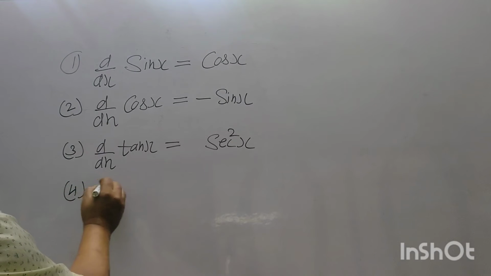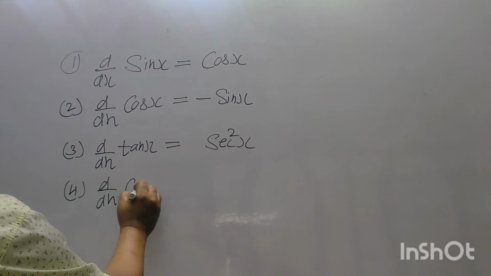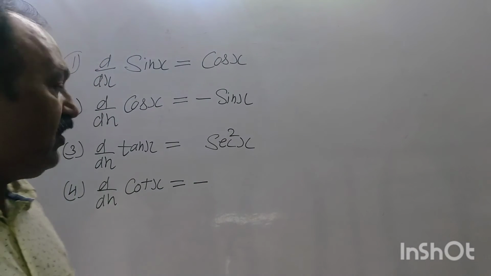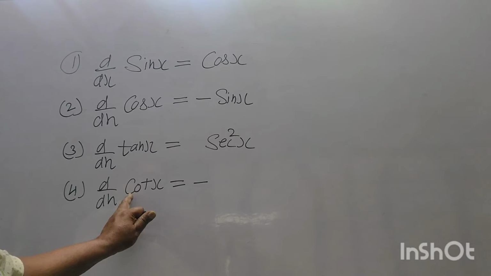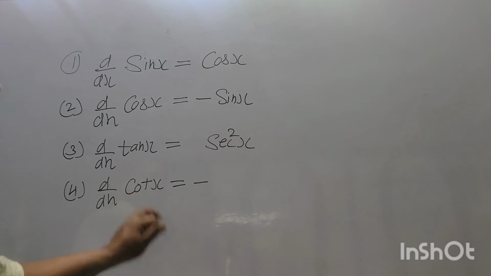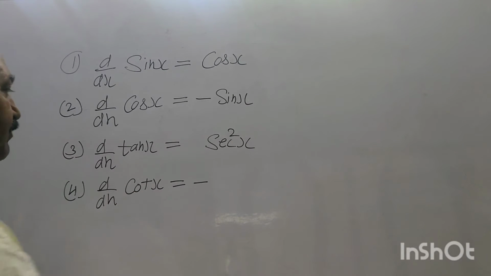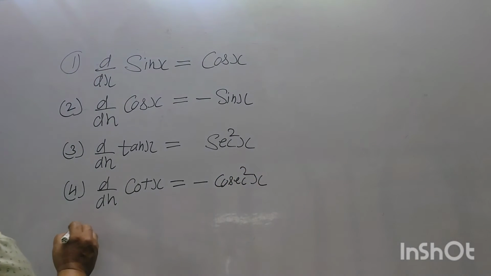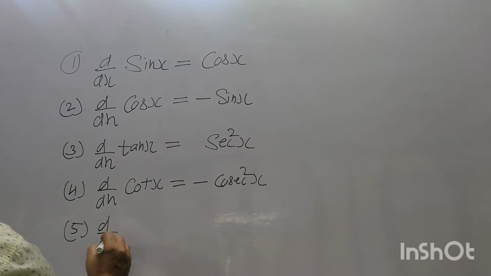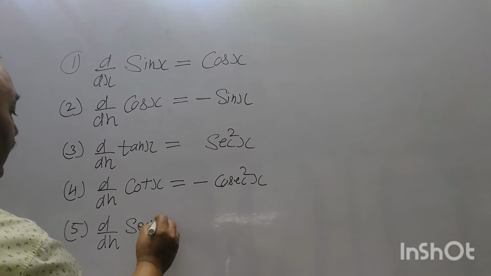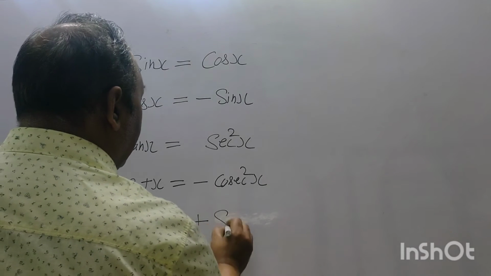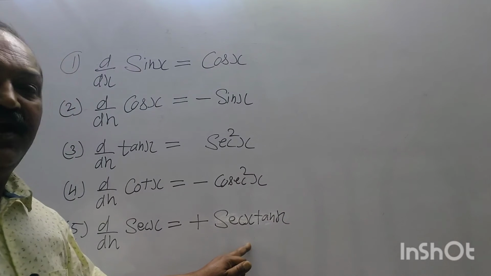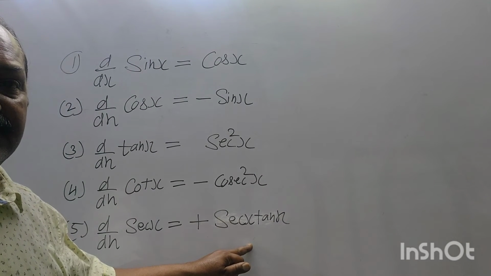Fourth formula is d upon dx of cot x. Its derivative will be negative because it starts from the letters of the English alphabet co, cot x. That is minus cosecant square x. Fifth is derivative of secant x. Its derivative will be positive and value is secant x into tan x. This is the formula of the derivative of the secant x.